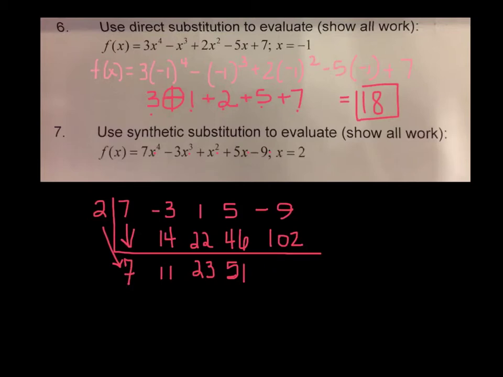And I get 93. So I know that the point (2, 93) is on that graph. Okay, on this one, end behavior is based on the degree and the leading coefficient.